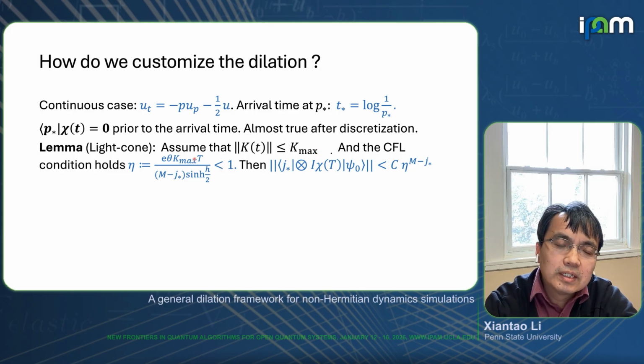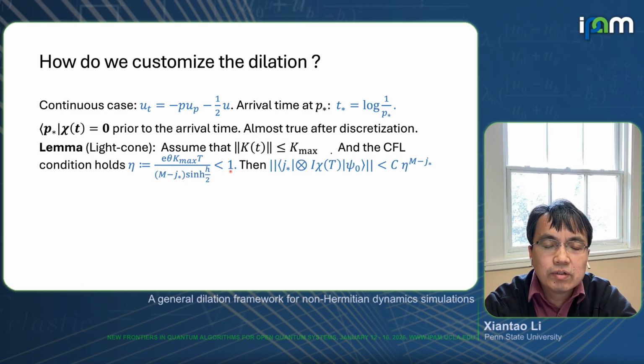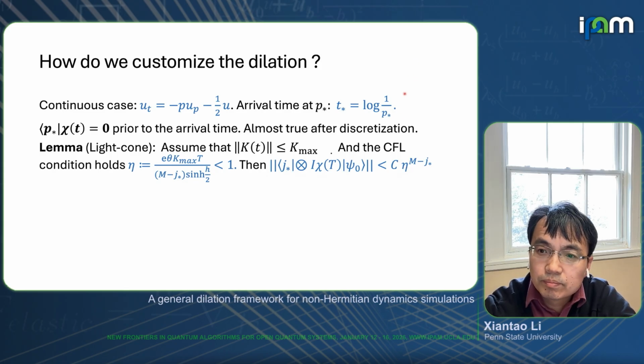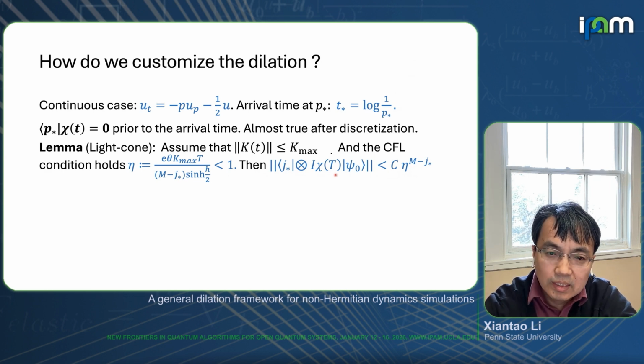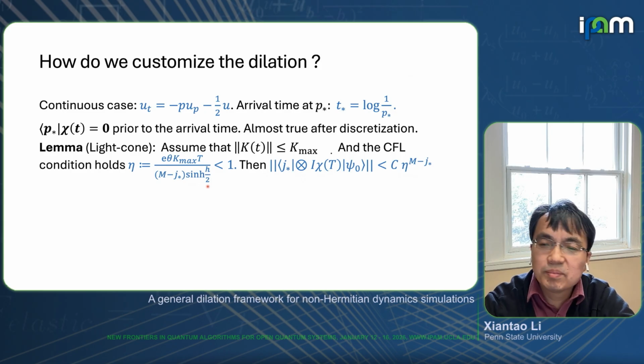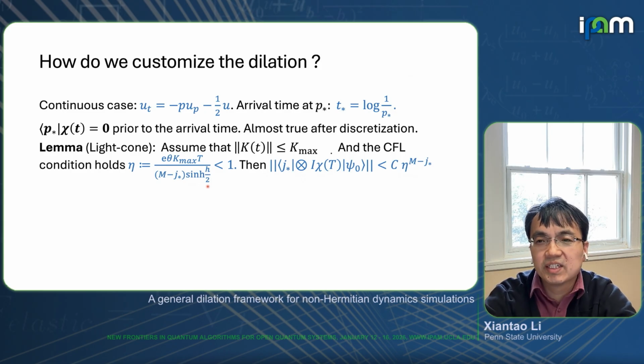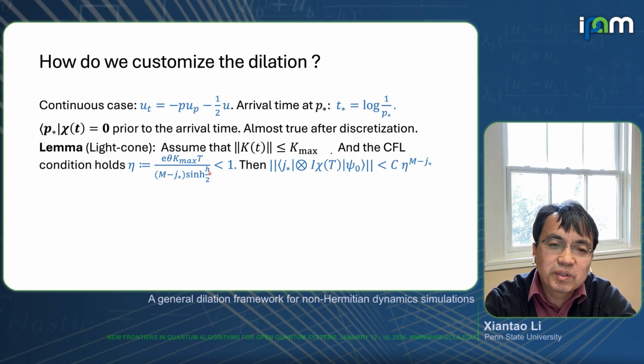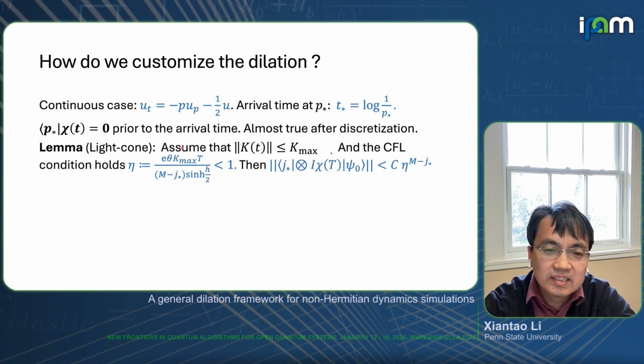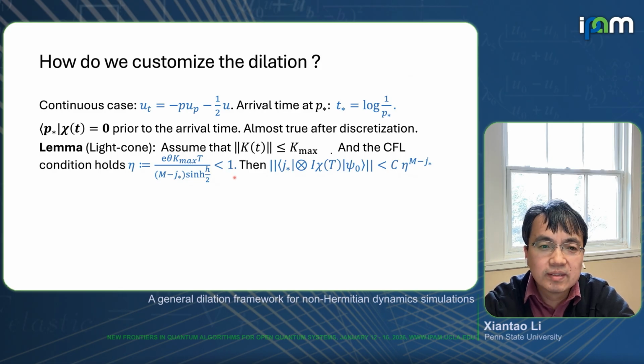And if the K max and T and some of the parameters here, you can think of this as the distance because you're going from M to J star. If this ratio is less than 1, then what you can show is that the error has a geometric decay with M minus J star. Now, what you're seeing in the denominator is a hyperbolic sine function. So at the beginning, we were kind of excited about this because you can increase this parameter here so that this ratio is always below 1, okay?